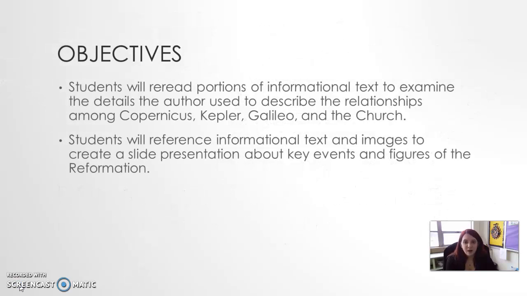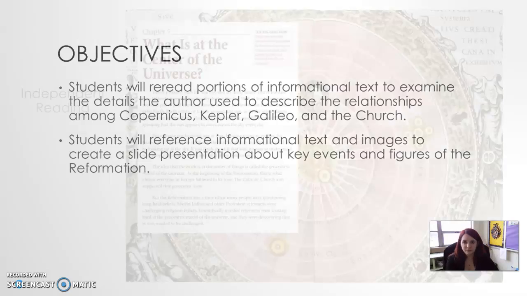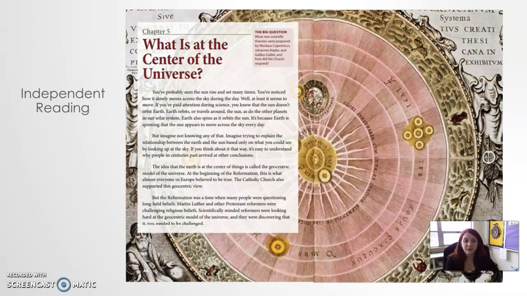So our objectives for today are to reread portions of the text about Copernicus, Kepler, Galileo, and the Church, and to reference informational text and images about our slide presentation. So we're going to go ahead and independently read the text for today.